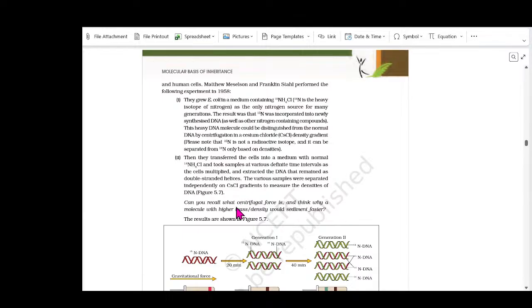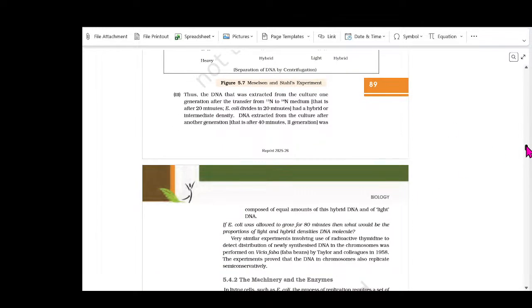Can you recall what centrifugal force is, and think why a molecule with higher mass or density would sediment faster? Thus, the DNA extracted from the culture one generation after the transfer from N15 to N14 medium, that is after 20 minutes (E. coli divides in 20 minutes), had a hybrid or intermediate density. DNA extracted from the culture after another generation, that is after 40 minutes, the second generation, was composed of equal amounts of hybrid DNA and of light DNA.